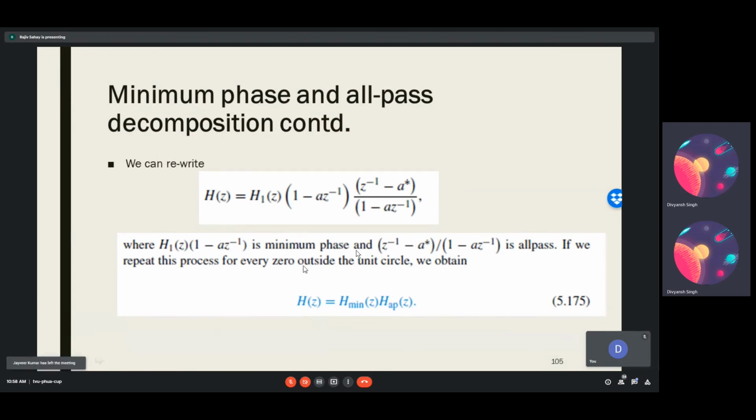So if you repeat this process for every zero outside the unit circle for any arbitrary H of z, then you can write this equation. This is the most important equation in this chapter.